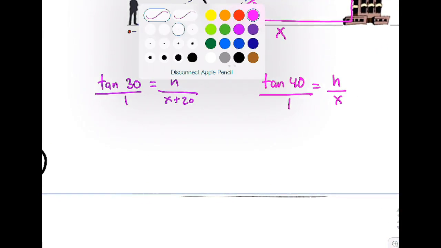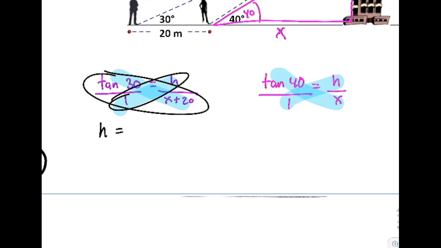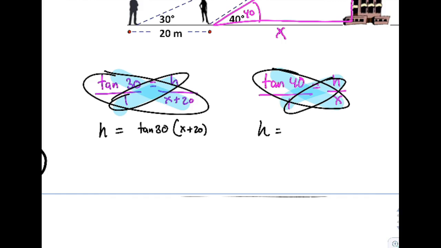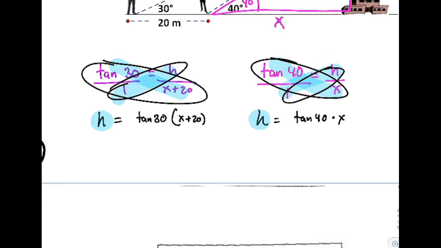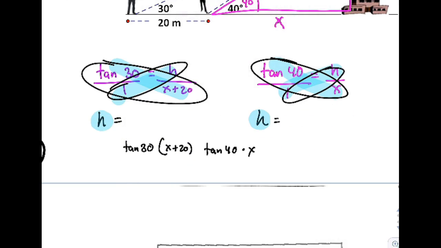So you cross multiply each one. You end up with h times 1. In this direction we have the tangent of 30 times x plus 20. This one is h times 1 is h. In this direction is tangent of 40 times x. They're both equal to h, so they're both equal to each other. So you set these two equal to each other. So I'm going to take this and set it equal to this.